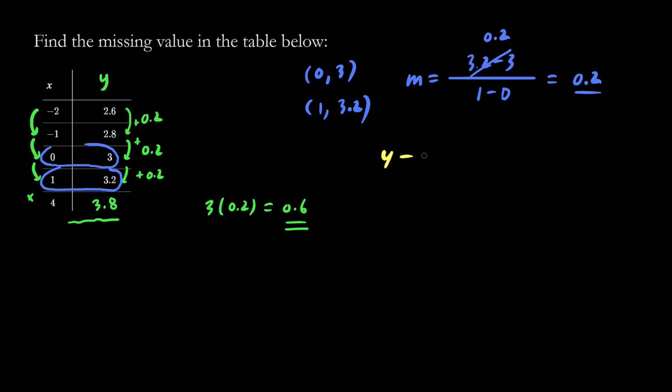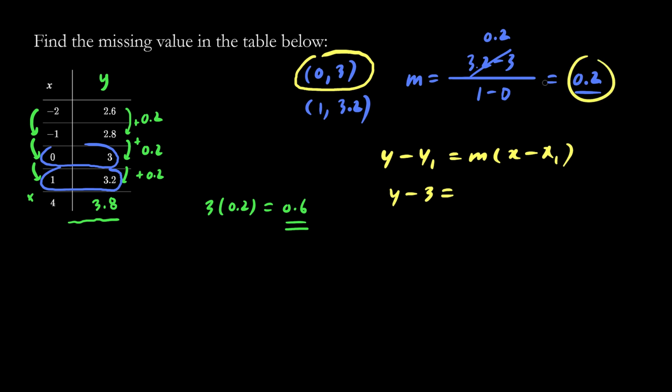Recall the point-slope form: y minus y1 is equal to m times x minus x1. We can use either point. Let's just use this nice point here, 0, 3. So y minus 3 is equal to the slope, which we figured out was 0.2, times x minus x1, which happens to be 0. So this is the valid line equation.